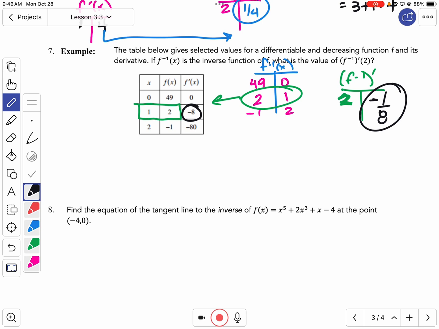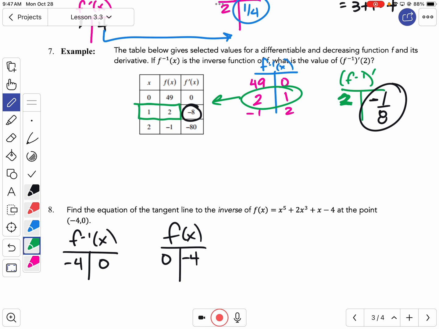So, what is the point on my inverse function? Okay. So, f inverse of x, we have -4, 0. So, what's going to be the ordered pair on f? 0, -4. Okay, so that's important to know. The only function I have is f of x. So I have to start with its derivative. I don't have the inverse function.